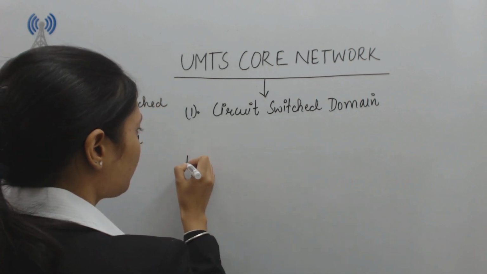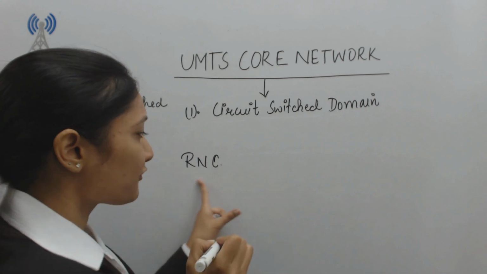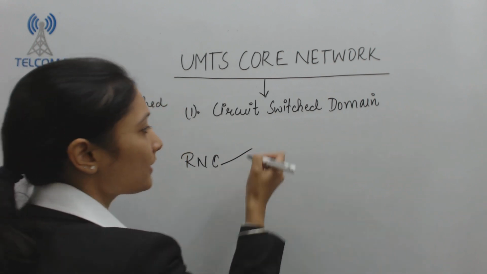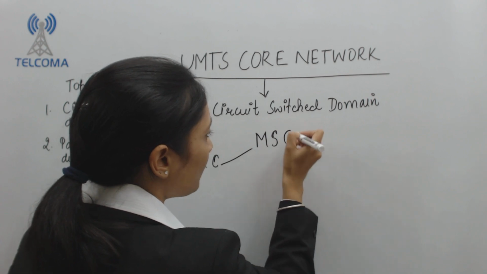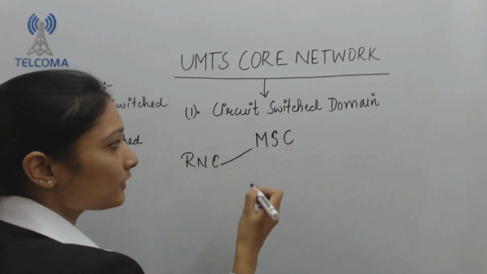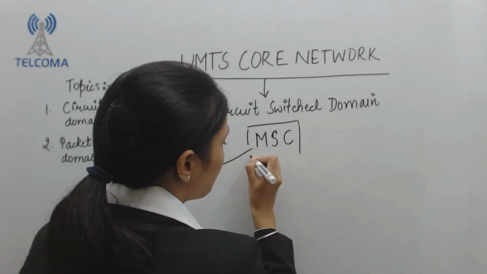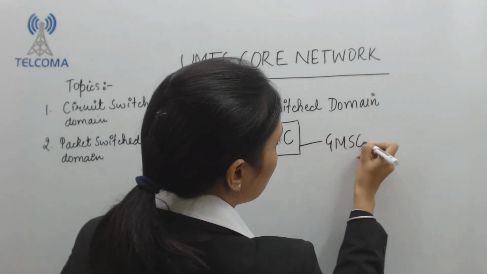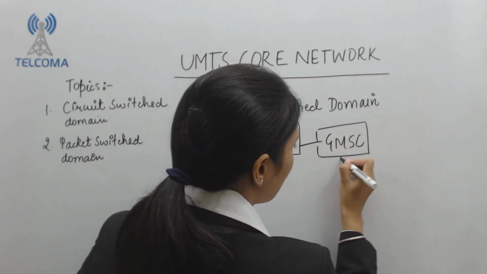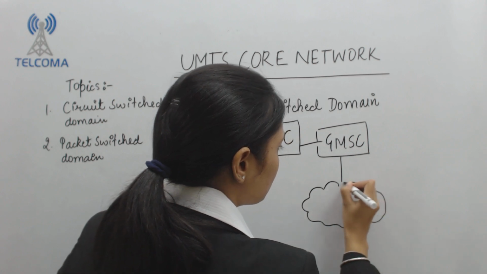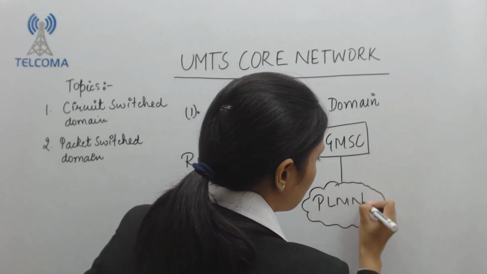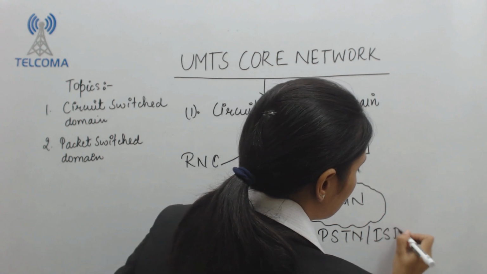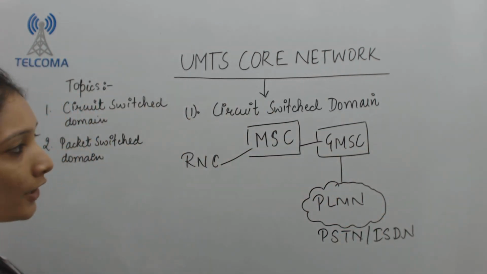Now if this is the RNC of the UMTS network, then it is connected to the circuit switched domain. So the most governing element of the circuit switched domain in our core network is the MSC. MSC is further attached to GMSC and ISTNs also.